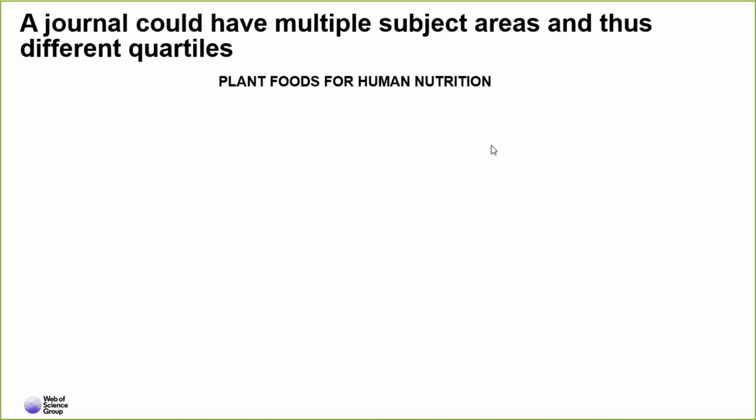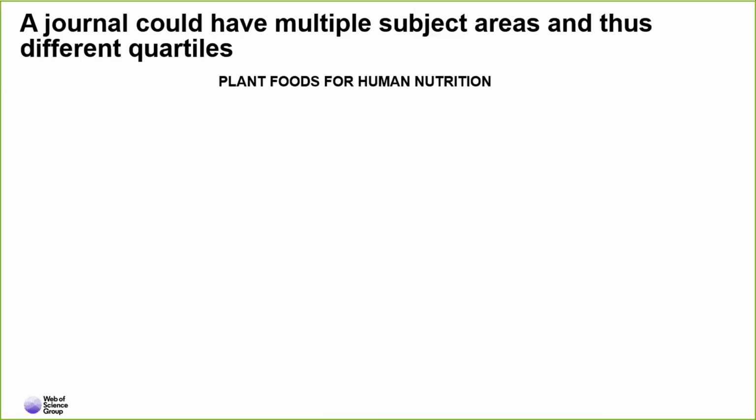All right, so what I'm saying here is that a journal can have multiple subject areas and then, of course, different quartiles. So I just took one example, a journal called Plant Foods for Human Nutrition. So obviously in the name, we can see that it's talking about different topics, different categories.